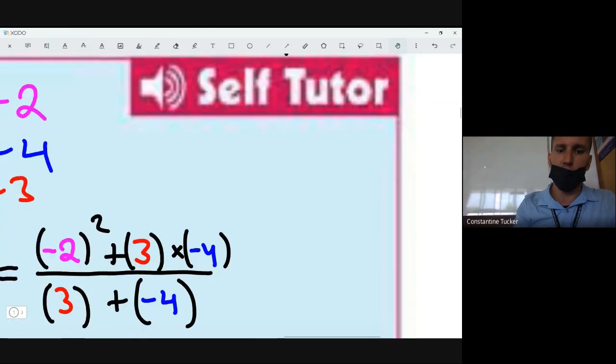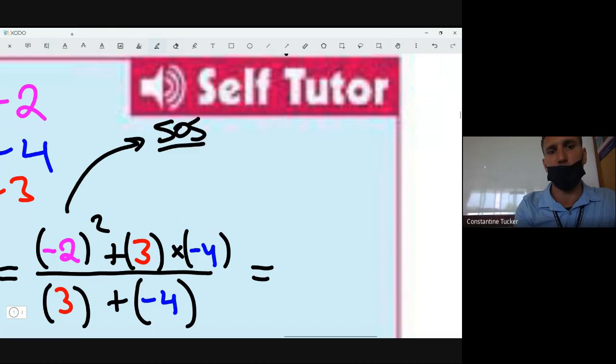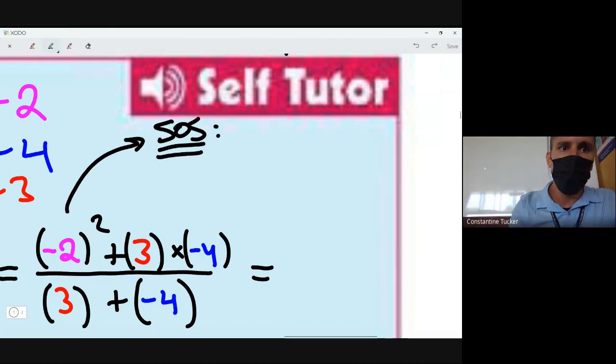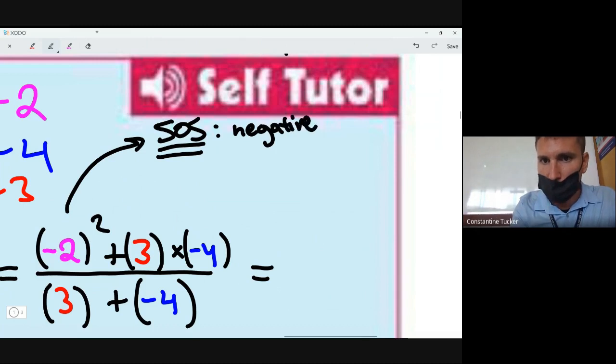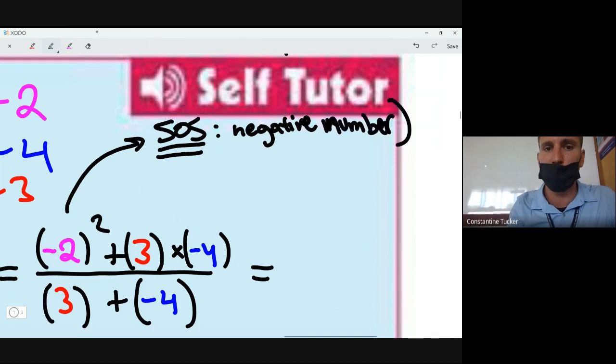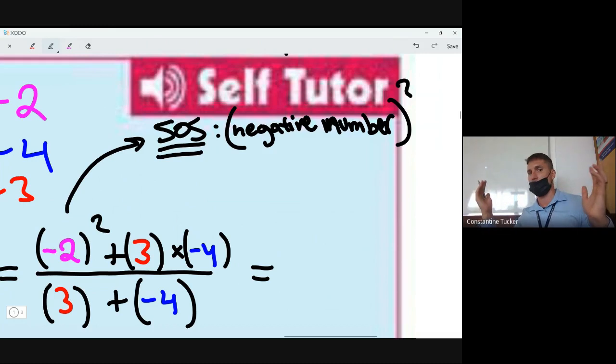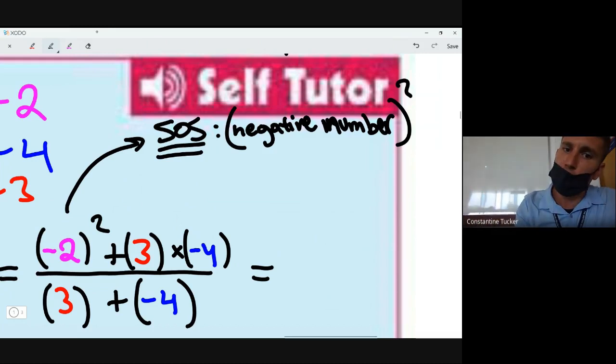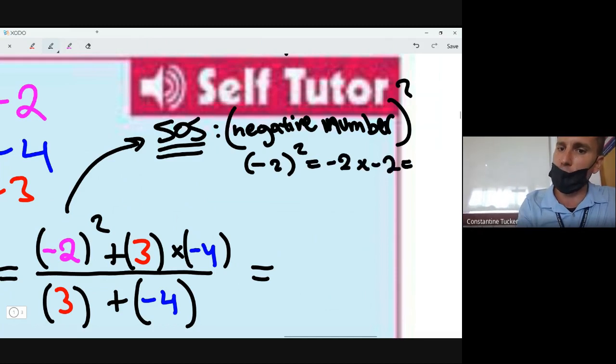That -2 there being squared. Super SOS. This is SOS. So you're stranded on an island. There's one thing about maths you need to remember. This is it. When you raise a negative number to the power of 2, it must be inside brackets. So for a negative number squared, you must always put brackets around it and then square it. Because otherwise, with the brackets, -2 squared gives you -2 times -2, which becomes +4.